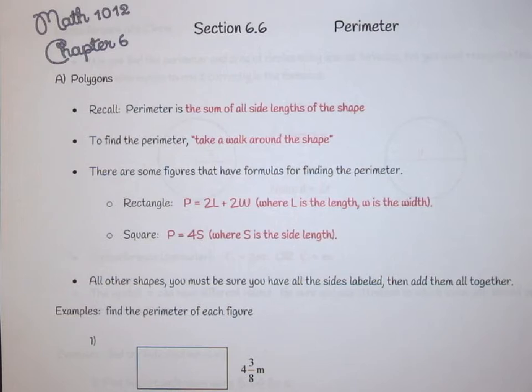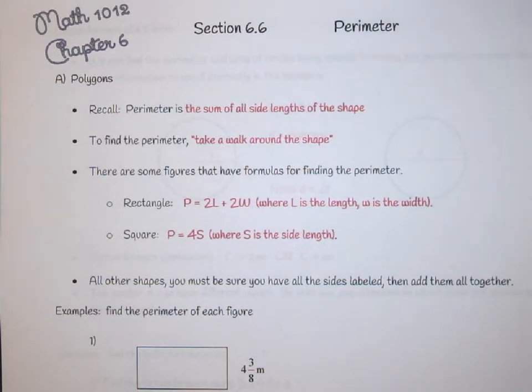Hi, in this video I'm going to talk about everything you need to know about the beginnings of perimeter. So perimeter is take a walk around the shape and add up as you go. Okay, so there's a couple things that we need to remember. First, when we're talking about a rectangle, we're talking about twice the length plus twice the width.